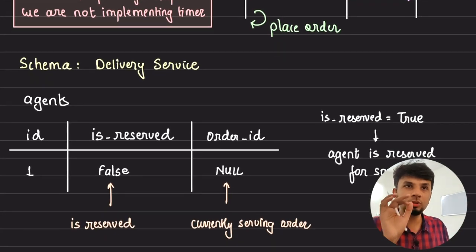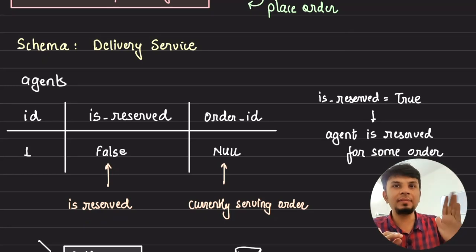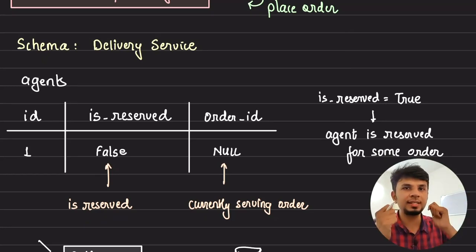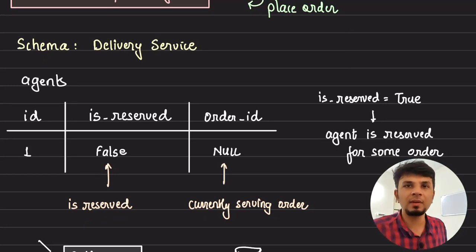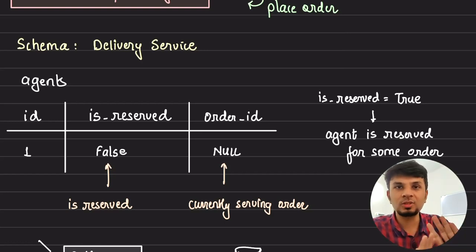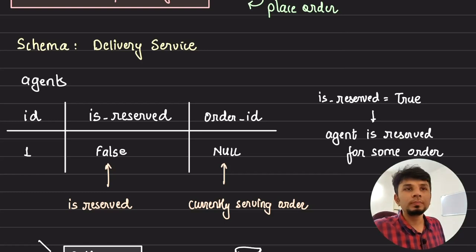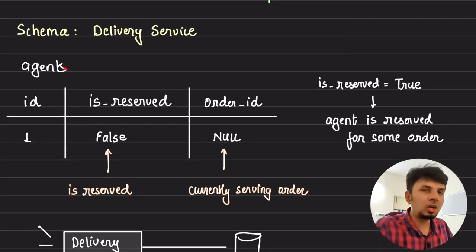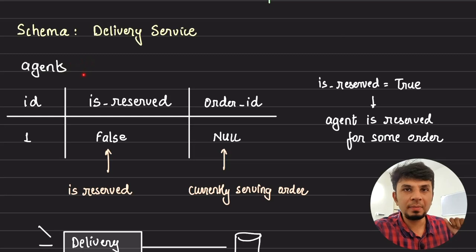So let's go through the schema of the delivery service. We'll start with the delivery service to understand what my core database schema would look like. Obviously, I've not given an exhaustive list of fields. These are the very specific fields that we need for distributed transactions to work. Let's say I have a table called agents in my delivery service.